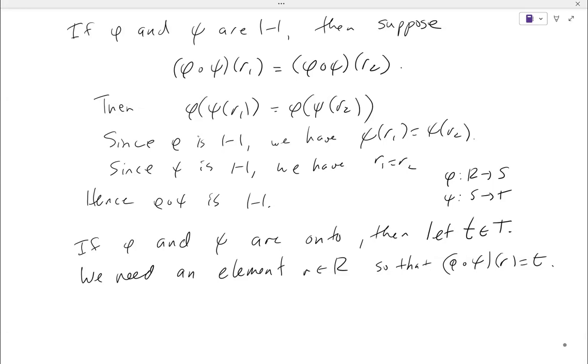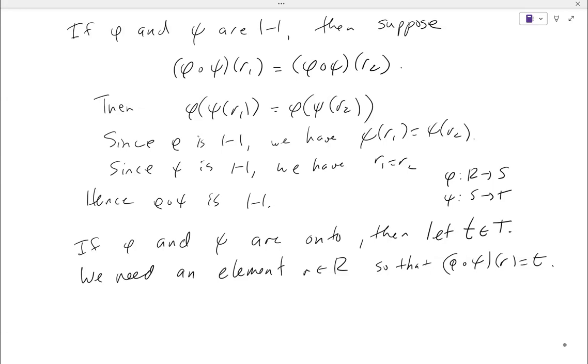Which function do you think you want to use first? Given that we're starting with some element in T, do you think we want to use phi first or psi first? Psi. We probably want to use psi, right? Because phi has nothing to do with T, does it? Okay. All right, so we'll use psi first.